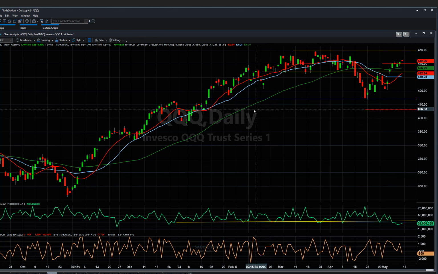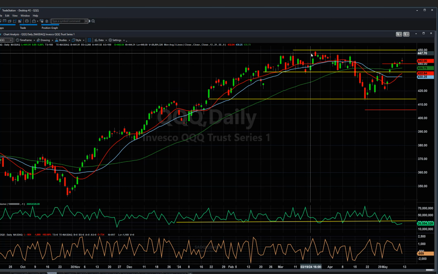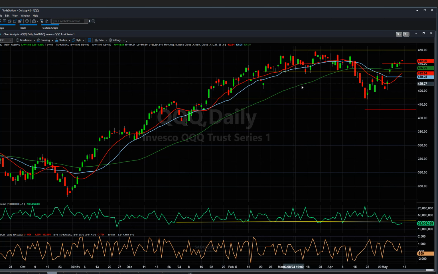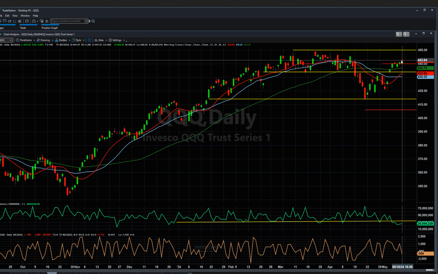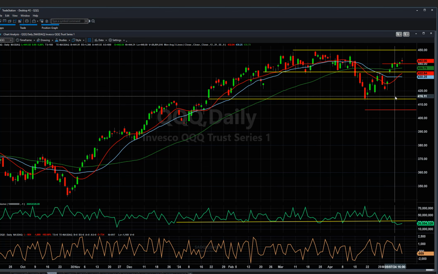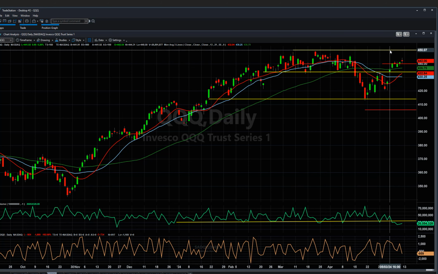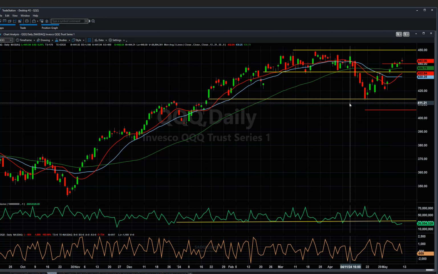Looking at also, you can see the rotational pattern that the Qs have been in as well. So either this is a three-step counter trend rotation and we're going to see another leg back to the downside, or we're going back up to test 450, the upper extremes, and then we'll have to determine whether there's enough strength for a breakout, or we're going to see another rotation back to the downside.